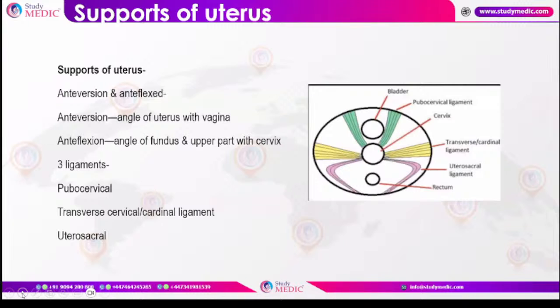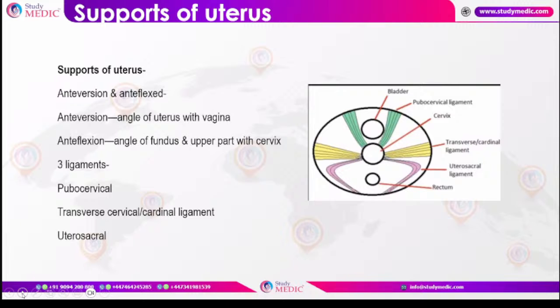Now, in line with the uterus, we have to know something about the supports of the uterus. So basically, there are the ligaments which help to keep the uterus in place, and also basically the anteversion and the anteflexion of the uterus. That also helps to keep the uterus in its proper position. So anteversion means the angle of the uterus with the vagina, and anteflexion means the angle of the fundus and upper part of cervix. These two angles help to retain the normal position of the uterus.